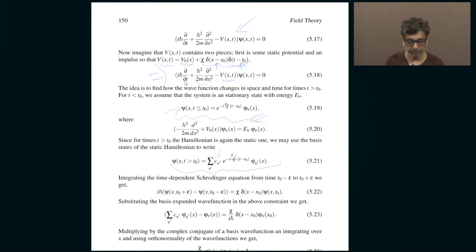What contributes is the fact that the integral of the derivative with respect to time is clearly the wave function.